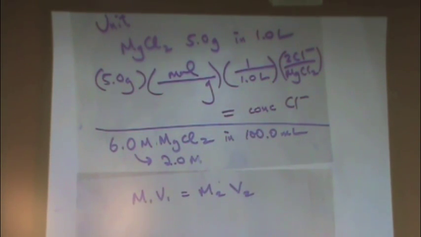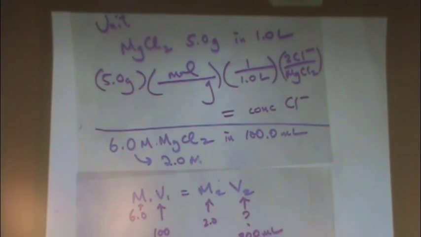Let's get a different color here for the finish. This would be 6.0. This would be 100 milliliters. This would be 2.0. And this would be the question mark. So what's the final answer here, V2? It'd have to be 300 milliliters. Another way to say this: if the molarity goes down by 1/3, I have to triple the volume.